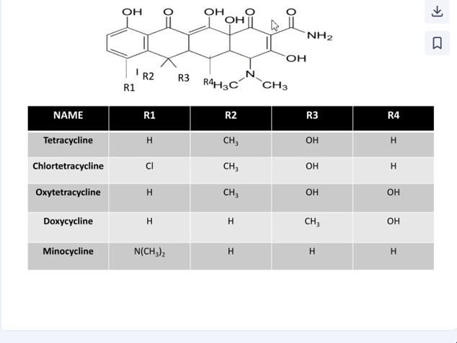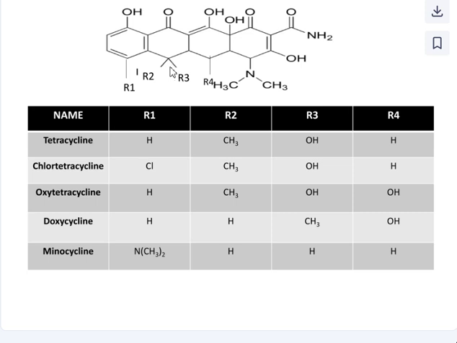Usually the numbering starts from here, 1, 2, like this. We have four substitutions: R1, R2, R3 and R4. Based on these substitutions the drugs are derived. In tetracycline you will have H at R1, CH3 at R2, OH at R3, and H again at R4. So H, CH3, OH will give you the structure of tetracycline.